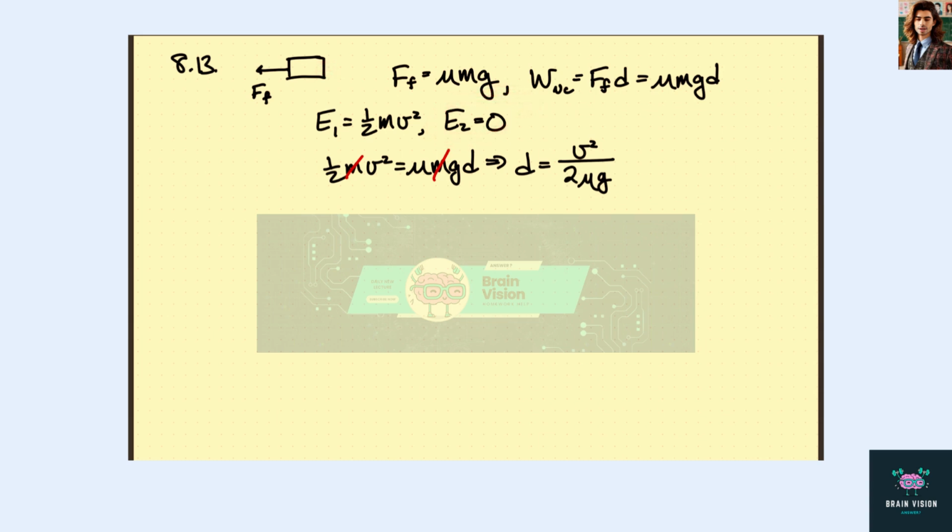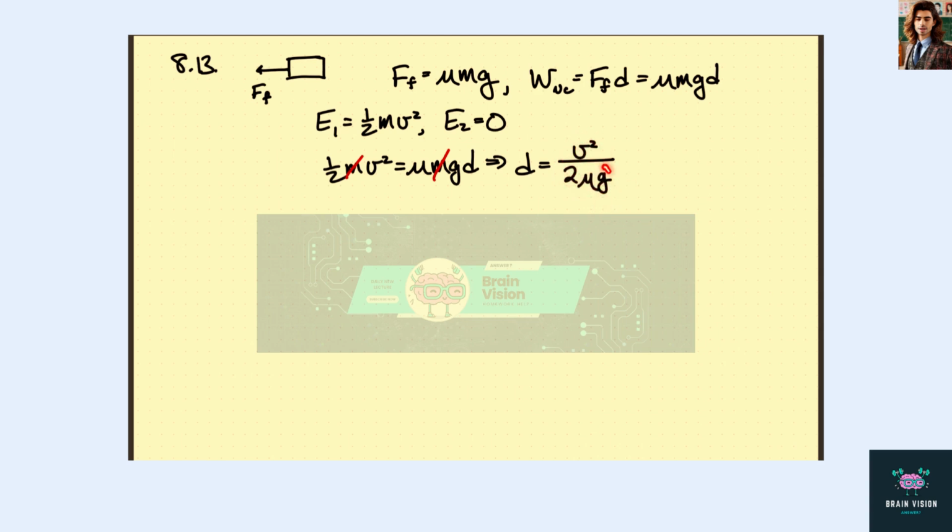So we know that the non-conservative work must be equal to this initial kinetic energy. Basically, this is saying that the mechanical energy that gets dissipated must be equal to the initial kinetic energy. And so equating those things, we can see that m drops out, and we get that d is simply v squared over 2 mu g.